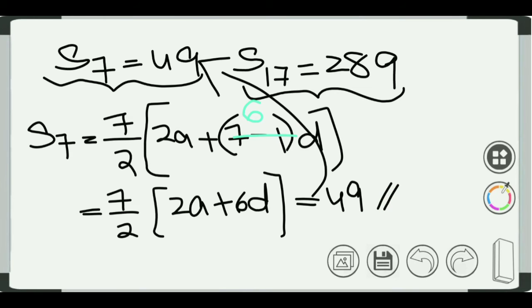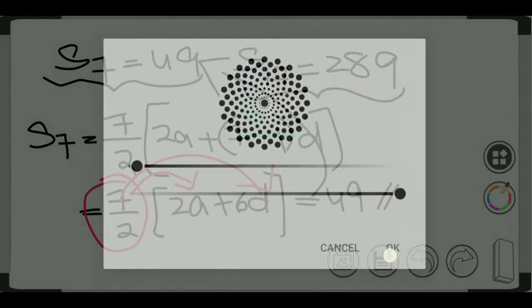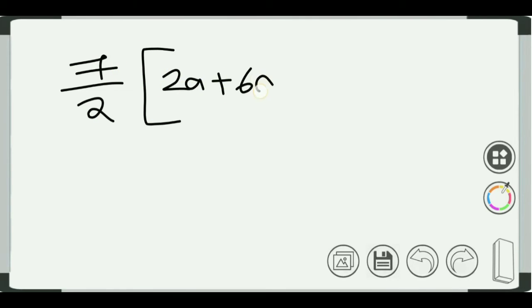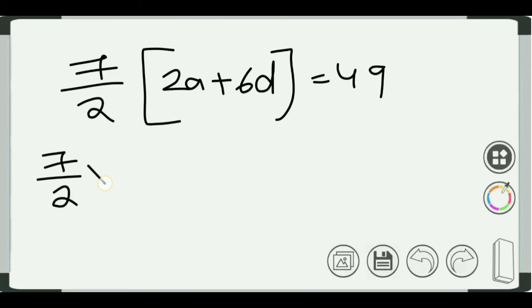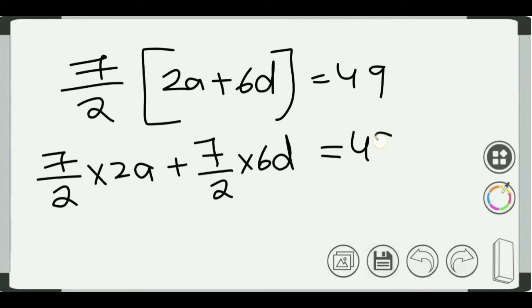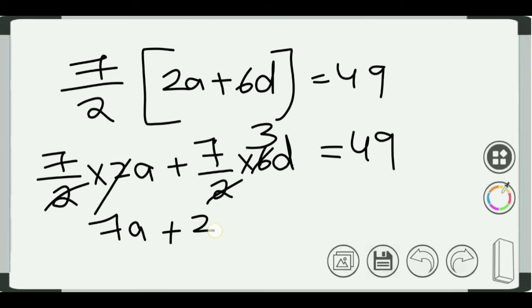Now, you can give this 7 by 2 to 2a and to 6d. Distribute. 7 by 2 into 2a plus 6d is equal to 49. I am giving the 7 by 2 to both 2a and 6d. So 7 by 2 into 2a plus 7 by 2 into 6d is equal to 49. 2 got cancelled. 2 into 3 is 6. What is remaining here? 7a plus here 7 into 3, 21d equal to 49.